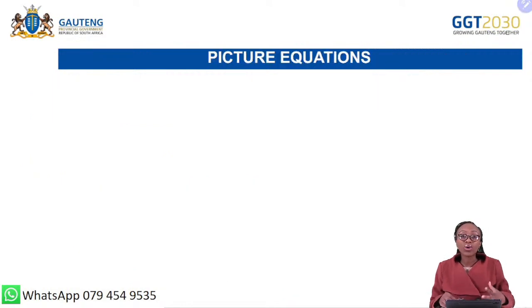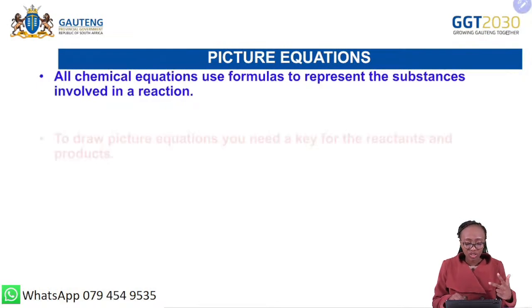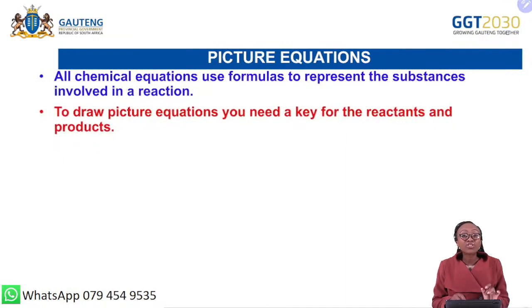So now the third way in which we can represent equations is by using pictures. All chemical equations use formulas to represent substances that are involved in the reaction. So far we've learned about word equations. We learned about symbolic equations. Now the third way in which we can represent our equations is by pictures, our picture equation. To draw a picture equation, you need a key for the reactants and products.